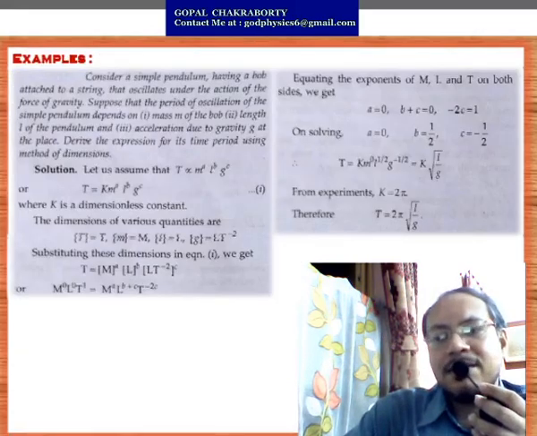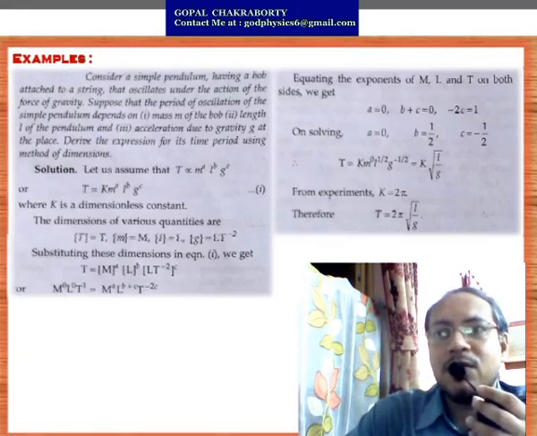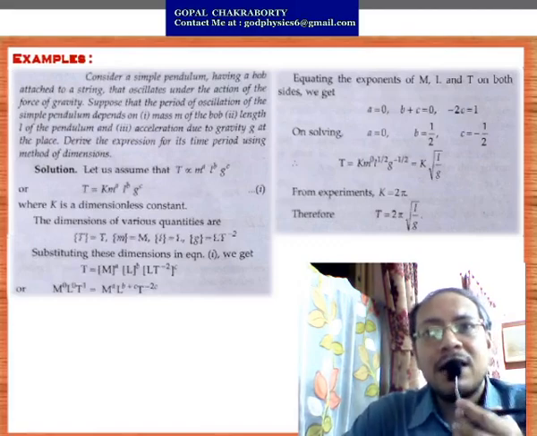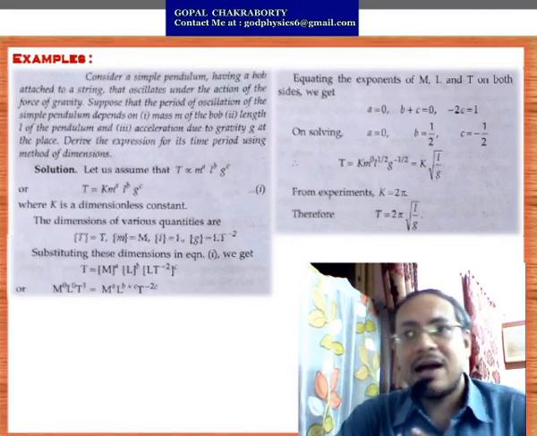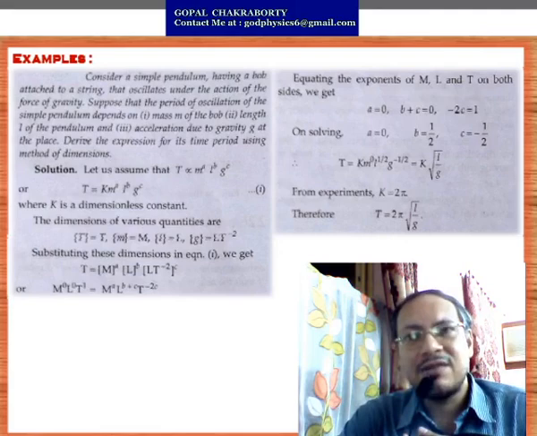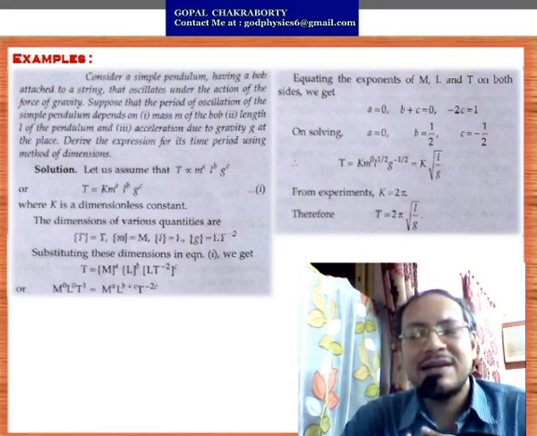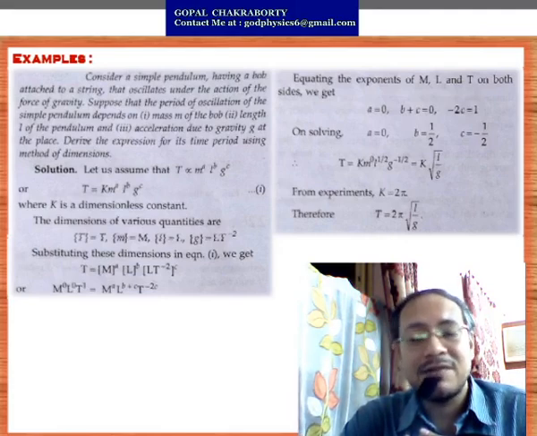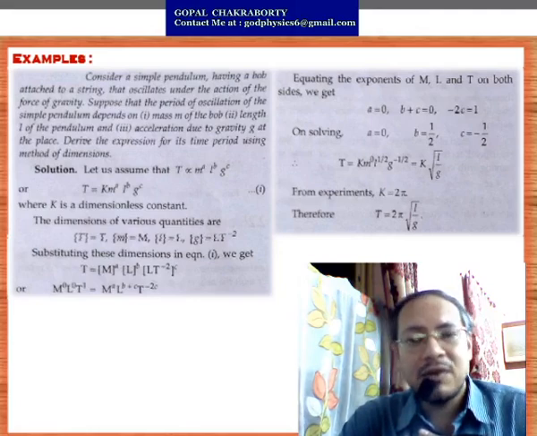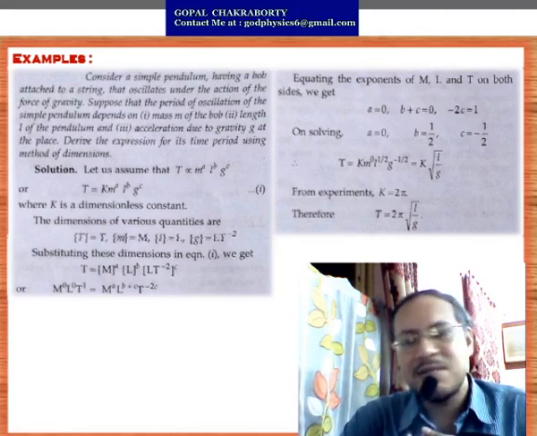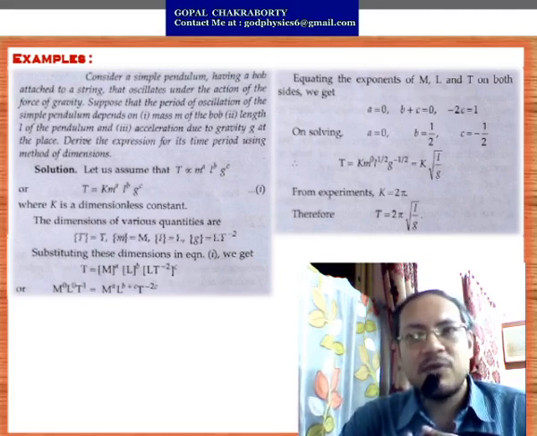Now the second example: consider a simple pendulum having a bob attached to a string that oscillates under the action of the force of gravity. Here the time period of the pendulum depends on the mass, the length of the pendulum, and the acceleration due to gravity. You are asked to find out the relation. So simply you write T is proportional to m^a L^b g^c.